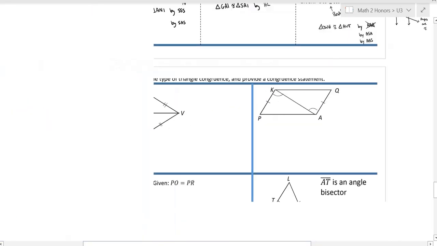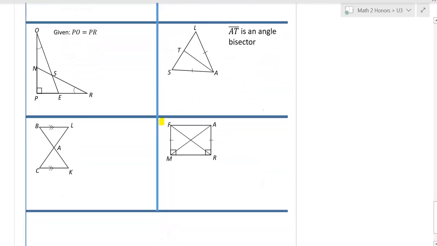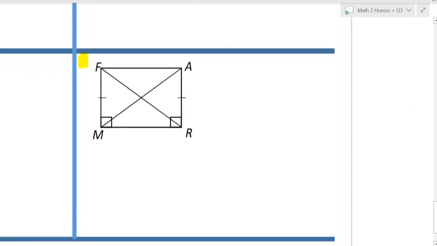The next page, I want you to finish up for homework. I'm going to do one of them with you, though. It could be a little challenging. But these work just like the previous page. Let's look at the very last one. You have some overlap here, right? And there's a lot of different triangles in here too. So you got to look at what's given to you.